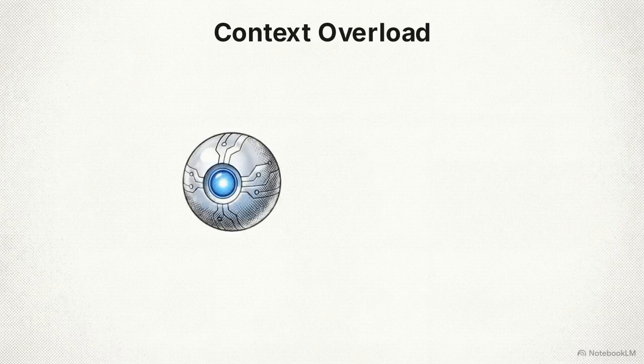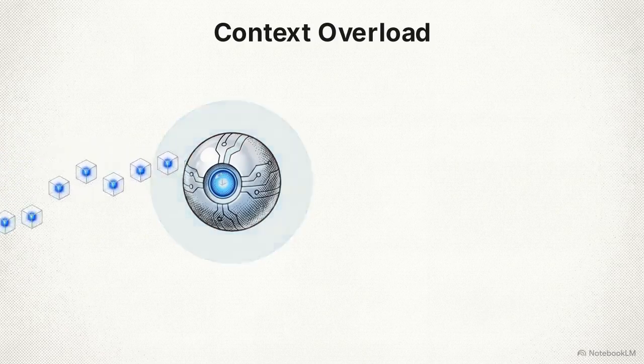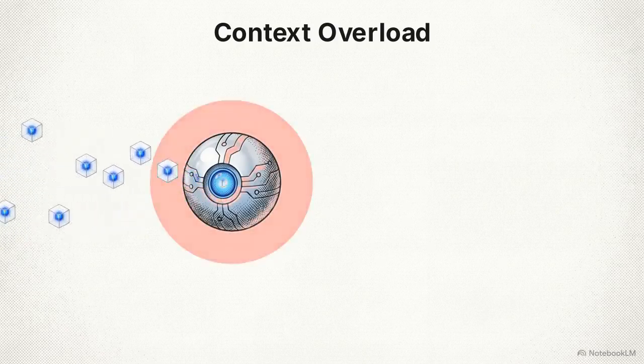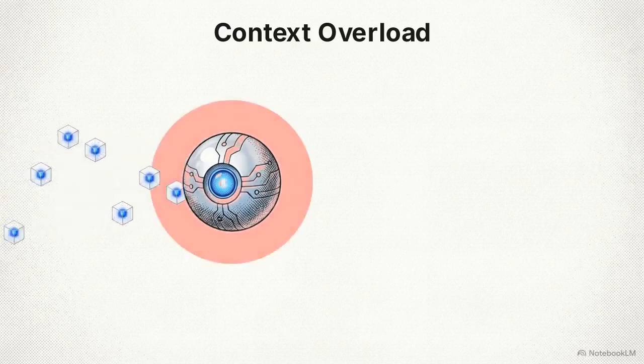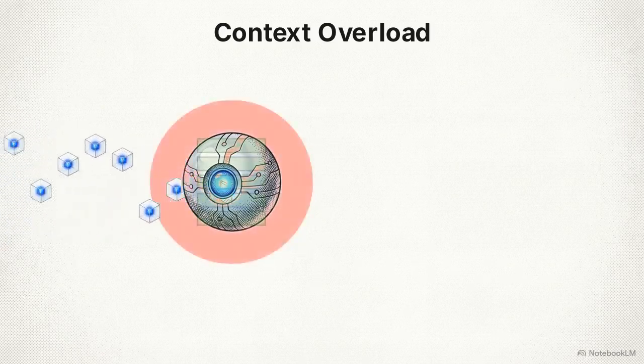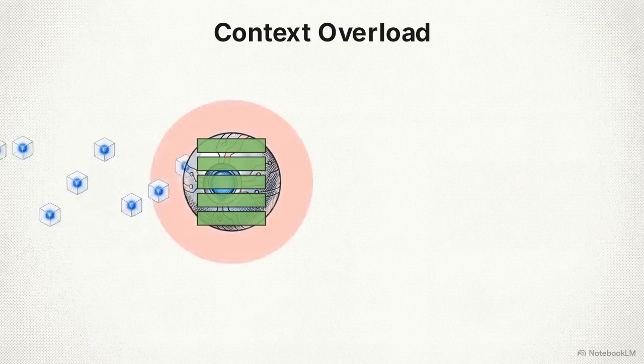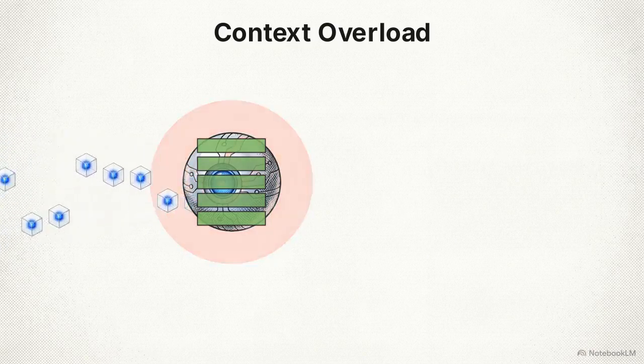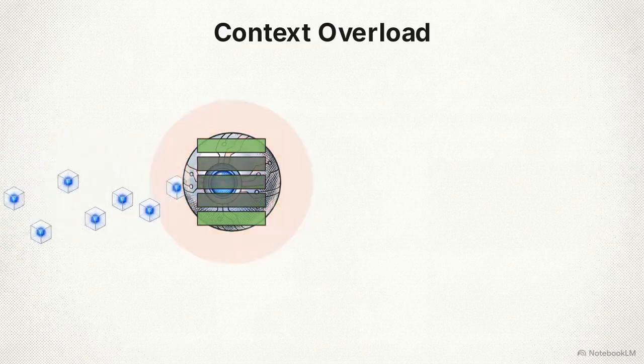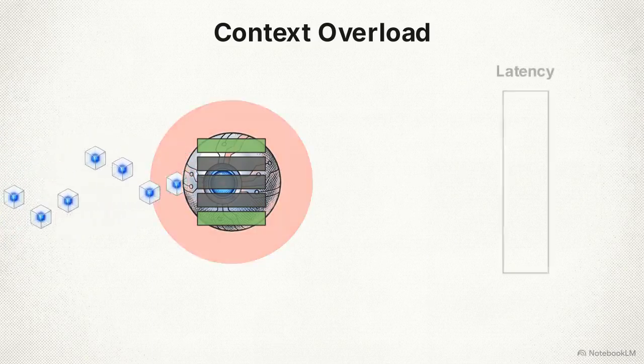This diagram illustrates an AI agent suffering from context overload. When the context window is flooded with unstructured logs, the model experiences a lost-in-the-middle phenomenon. This is a cognitive degradation where the AI prioritizes the earliest and latest information in a prompt while ignoring critical instructions buried in the center. The signal degrades and latency spikes.